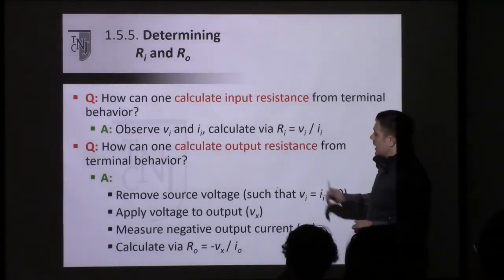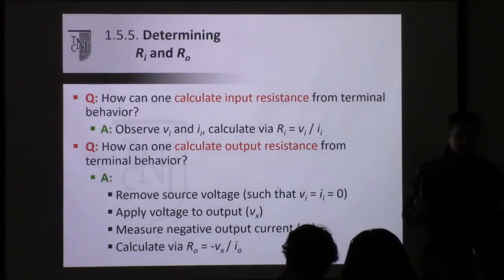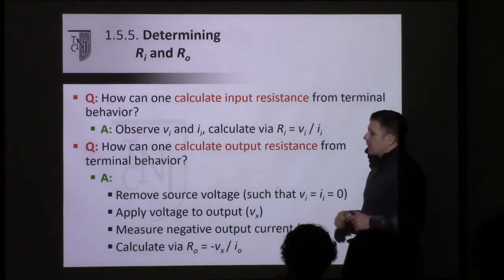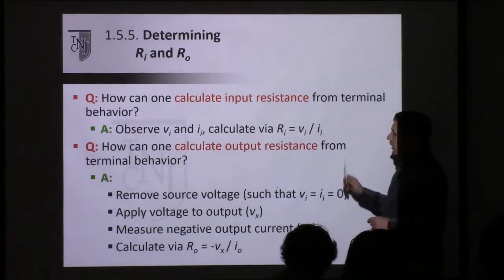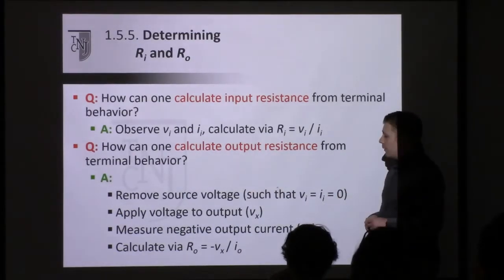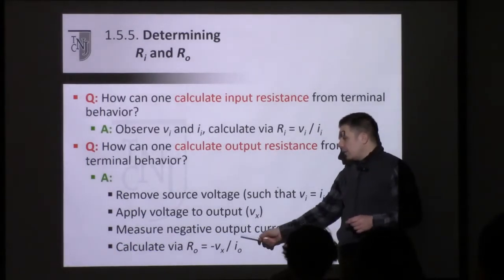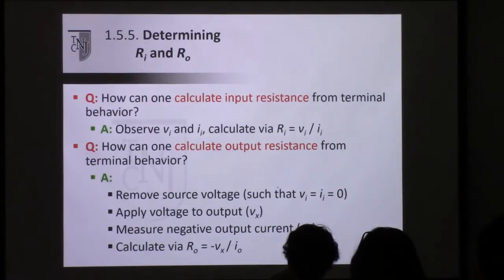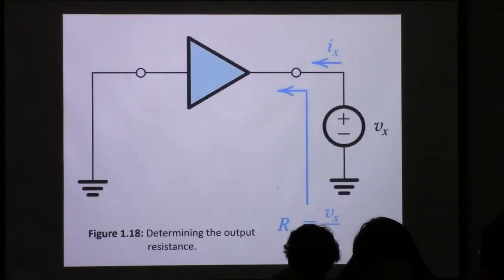You can also do the same thing for the output resistance. There are other ways of doing it using open circuit and short circuit tests, but the book focuses on this, so I'll talk about it this way. So we can calculate the output resistance by removing the source voltage, so whatever is at the input, applying a voltage to the output, and then doing the same thing, measuring what is the reverse current flowing into the amplifier, like this.